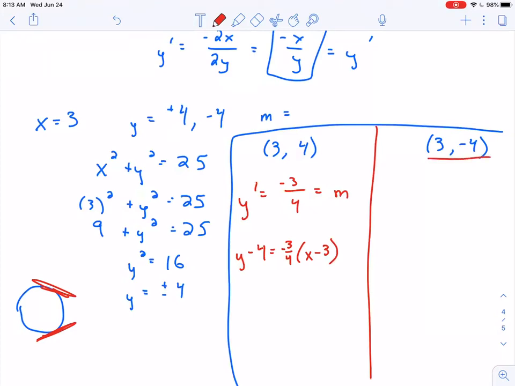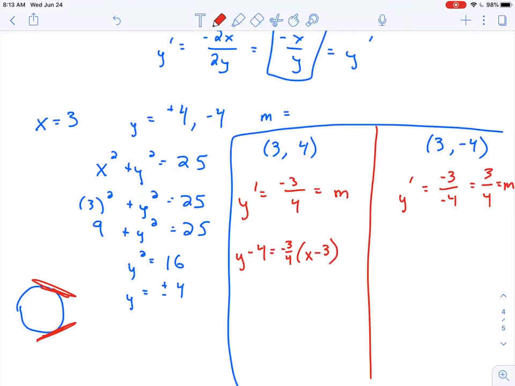Over here, for 3, negative 4, I'm going to follow mostly the same procedure. So I need to find the slope because I have my x value, I have my y value. The only thing that's missing is the slope. So y prime is equal to negative x, that's negative 3, over y is negative 4, which I know is the same as a positive 3 over 4. This is the slope of my tangent line.